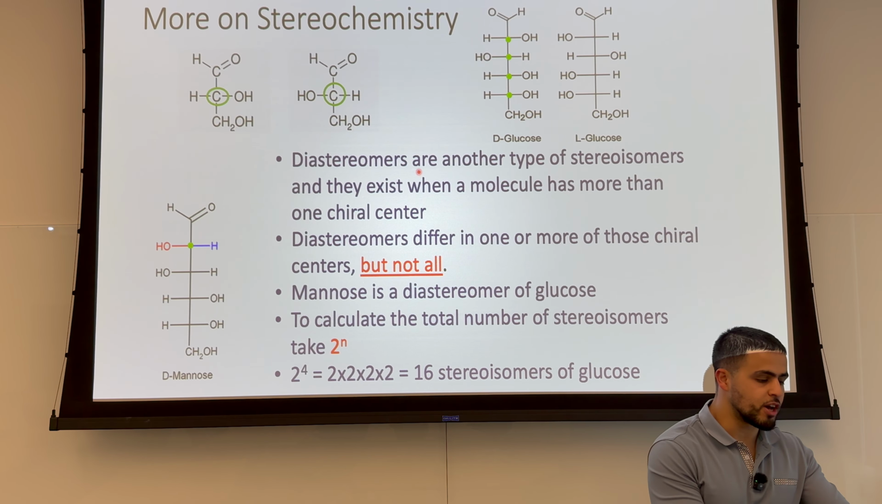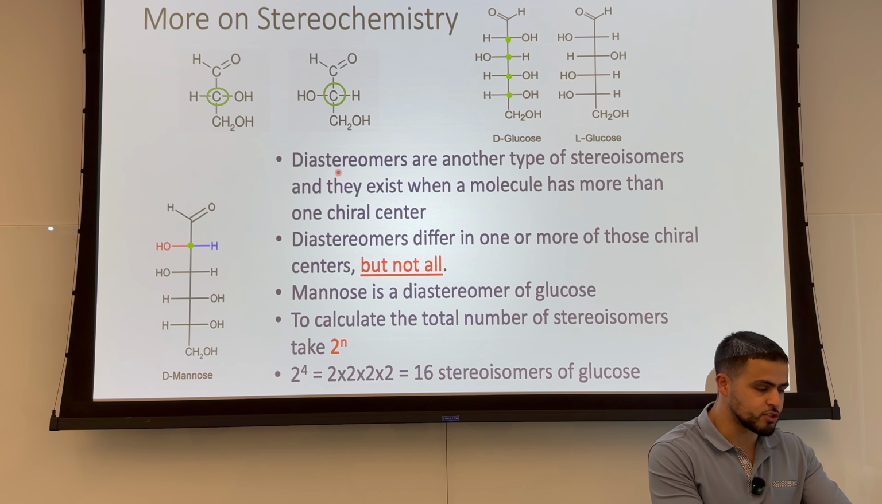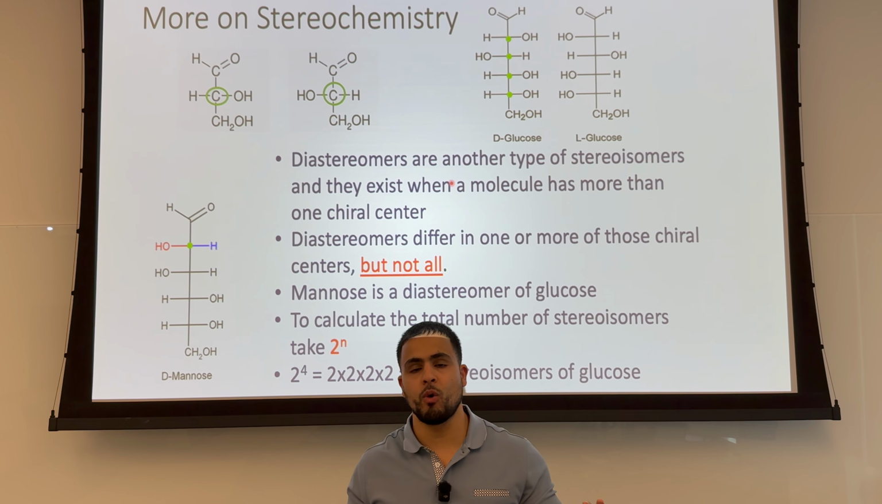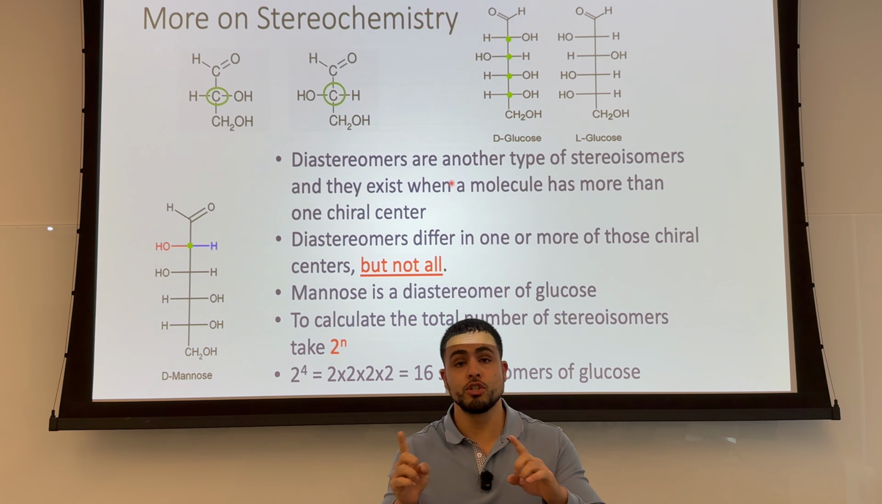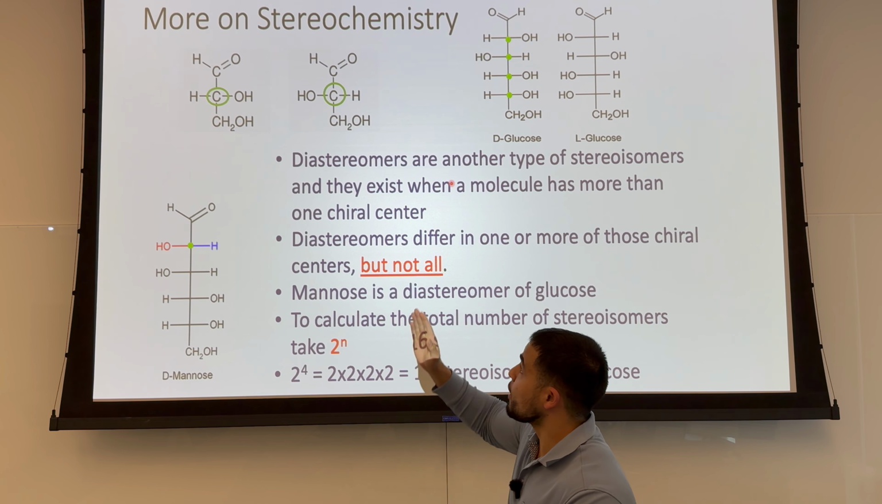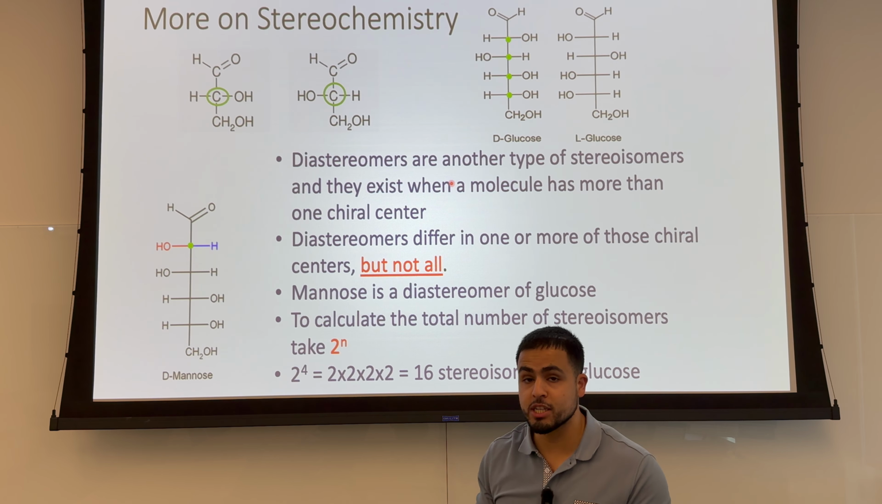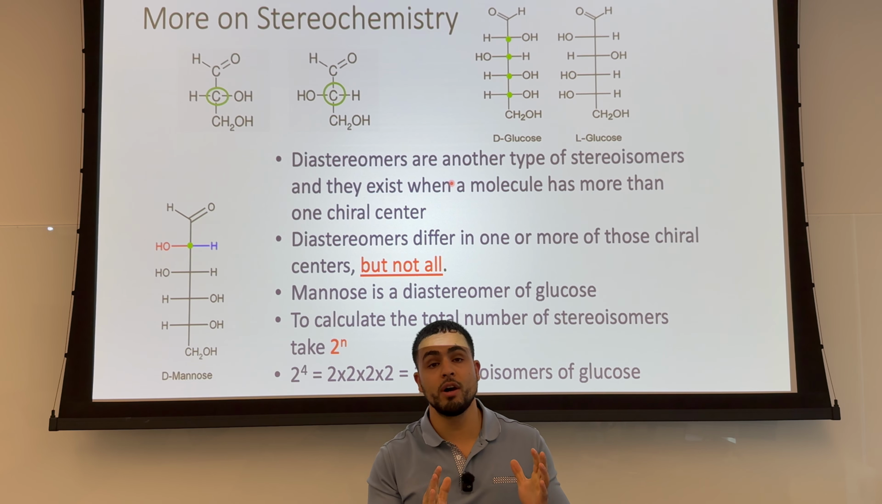So it turns out we have another type of stereoisomers, specifically called diastereomers. Now, diastereomers can only exist when you have more than one chiral center. So with glyceraldehyde, you only have two stereoisomers, and they are enantiomers of one another. But because you only have one chiral center, you don't have any diastereomers.